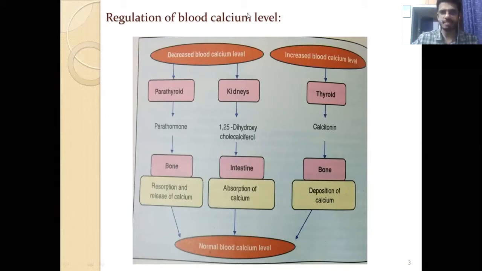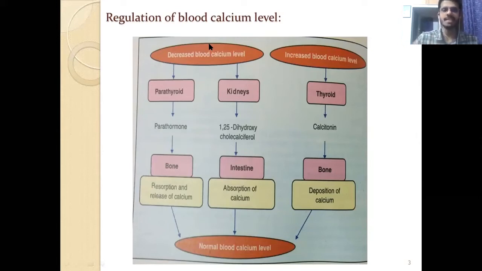This you will be seeing in biochemistry. It's a very important question also as an MCQ. Vitamin D is the only vitamin which is also considered to be a hormone. Vitamin D, as you know, is readily available from sunlight.